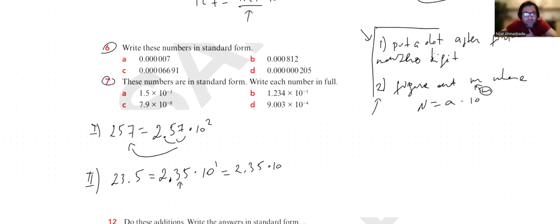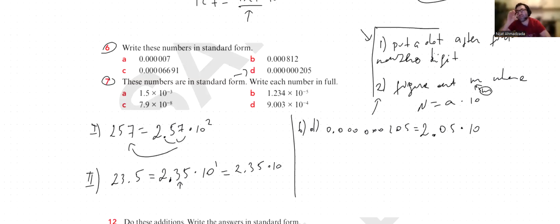Now let's work on some weird type of numbers. For example, we will do part D, question 60. We have to write the number in standard form. So it is 0.000000205. How can I write it? I have to put a dot after the first non-zero digit. The first non-zero digit is 2, so I put the dot after 2. The rest after 2 is just 0.5, so 2.05 times 10 to the power of something.